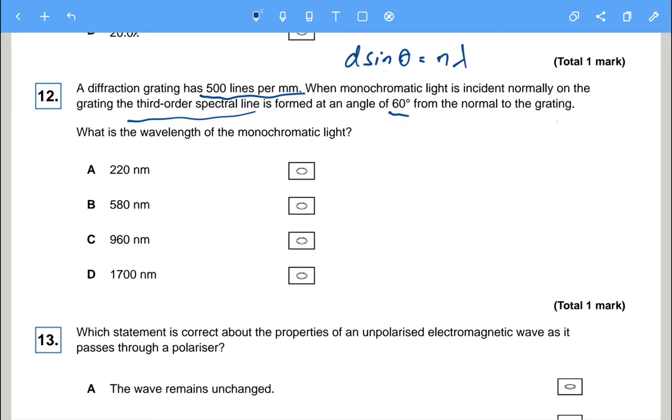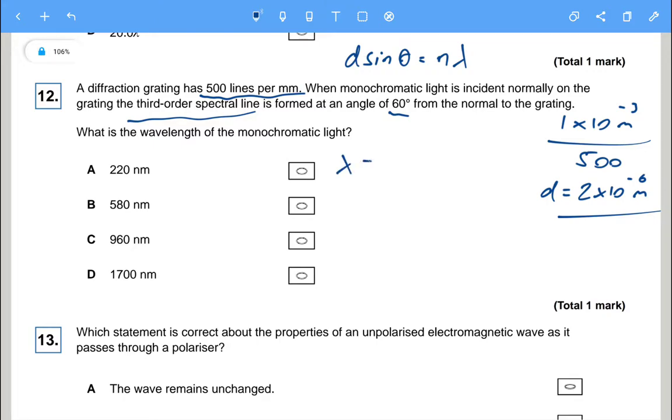So this is 500 lines per millimeter. What we need to do is take a millimeter, which is times 10 to the minus 3 meters, divided by 500 lines per millimeter. If we calculate that, that gives us a distance d of 2 times 10 to the minus 6 meters. So now we can use the equation d sine theta equals n lambda. Let's rearrange to get wavelength. So wavelength would be d sine theta over n. Then we just need to put our numbers in.